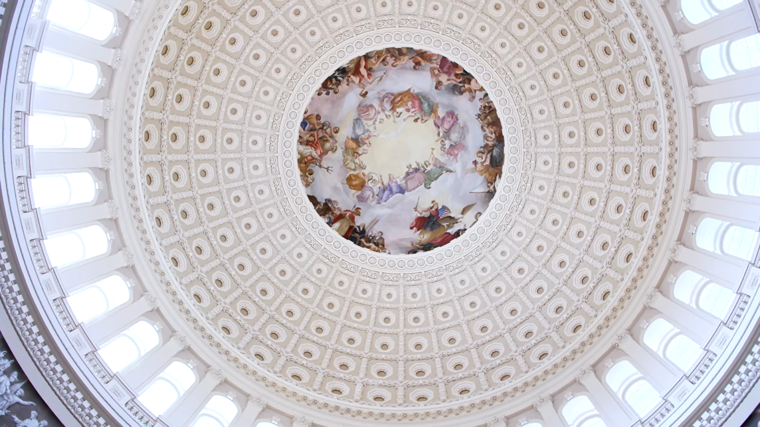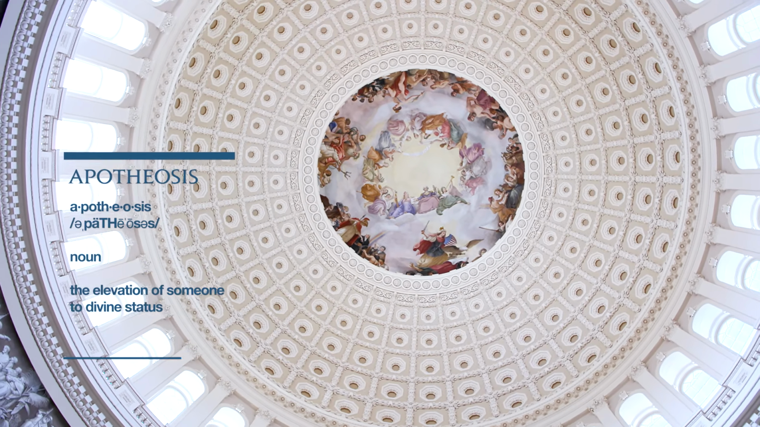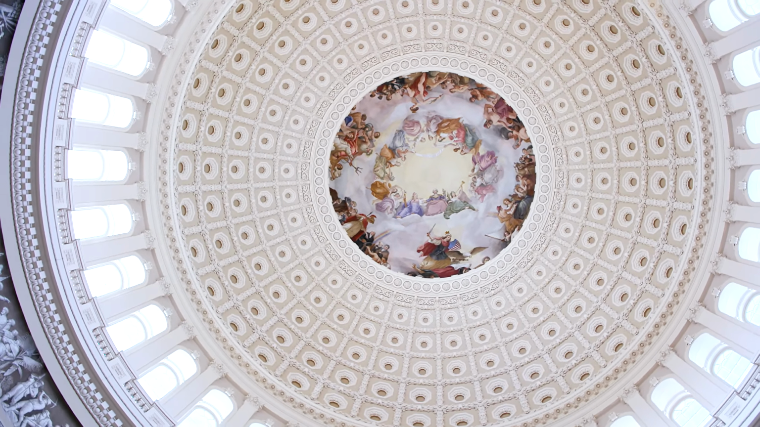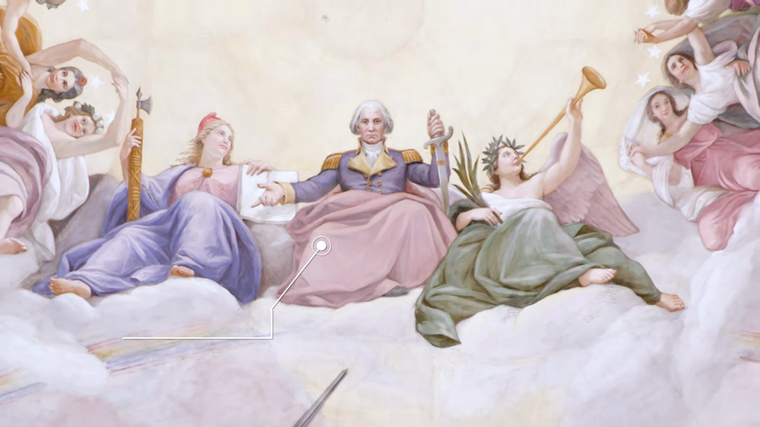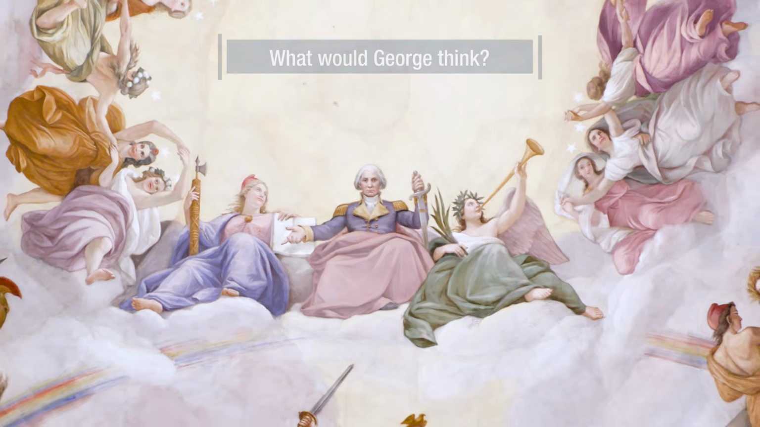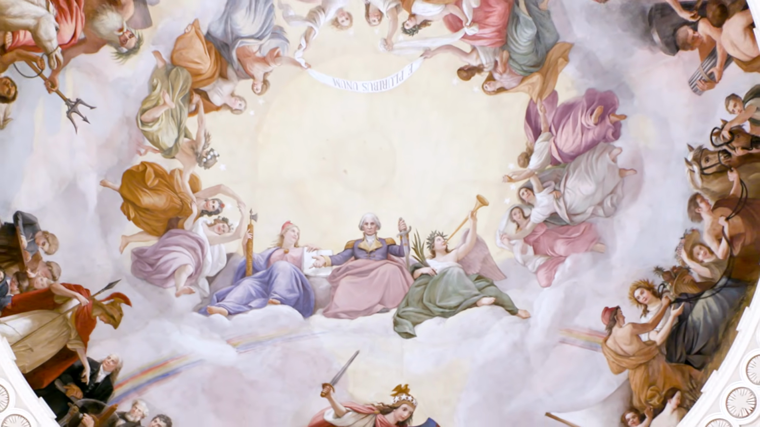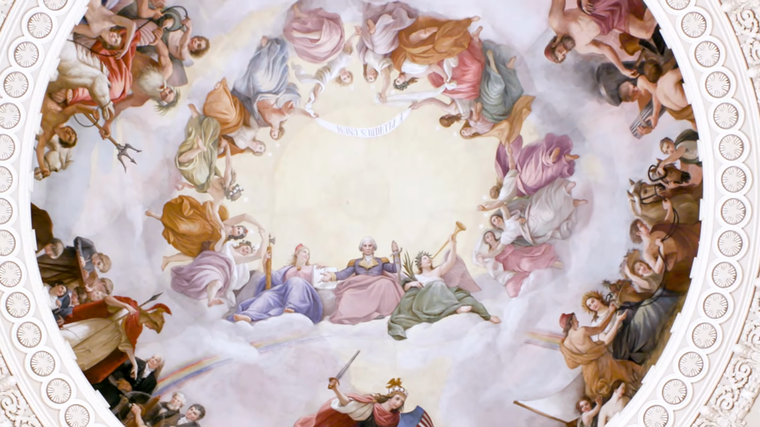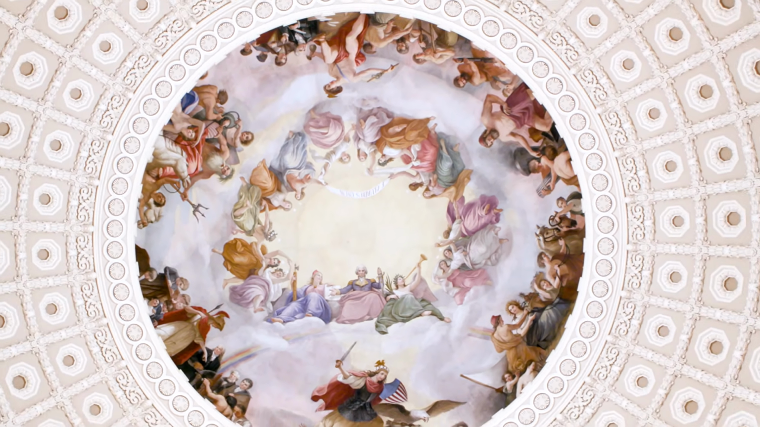The definition of apotheosis is the elevation of someone to divine status. So Brumidi's intention was to make George Washington godlike. Do you think George Washington would have liked this? Many people believe George Washington would not have liked this portrayal, and you may see why in a few minutes when we speak about another painting in this room. I'll be sure to ask you this question again.